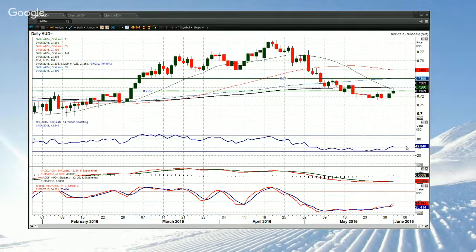Is this a turnaround for the Aussie? It looks like a move above 72, say 72.60. I've got 57 here, but 72.60 ultimately is what we're looking at. If it can close above there, I think that's a big level.